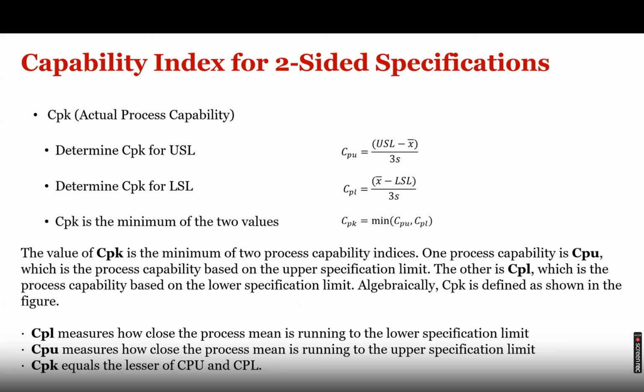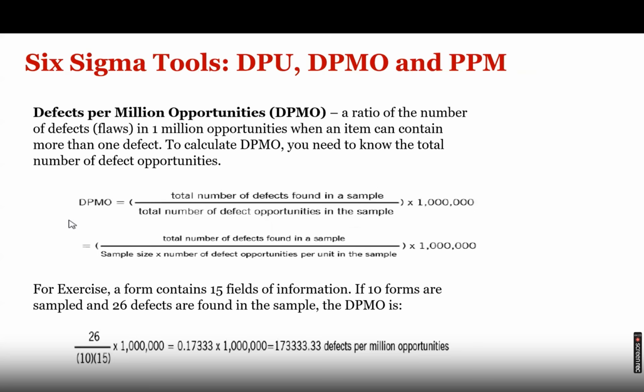So your CPU value, say, if it is 1.53 and CPL comes to 0.57, your CPK value, to be on the safer side, should be the 0.57 value. Similarly, for discrete data, the process capability is calculated through a measure called DPMO, defects per million opportunity. CPK for continuous data, DPMO for discrete data.